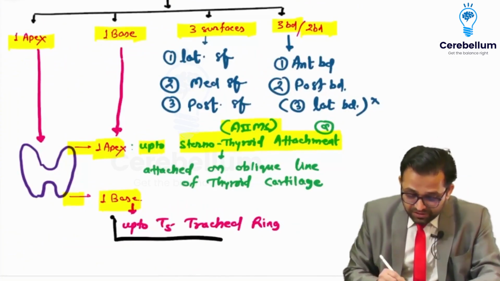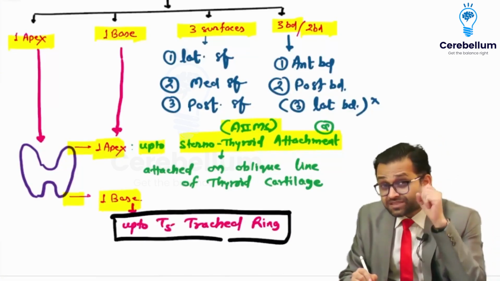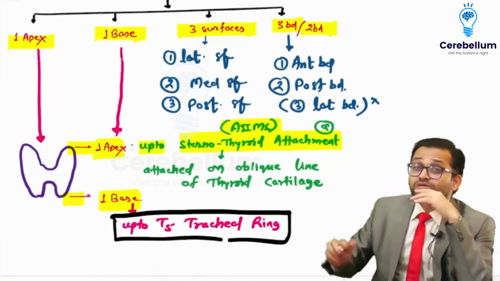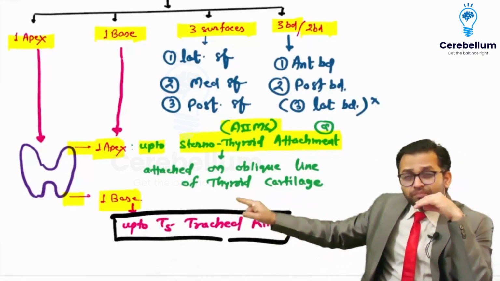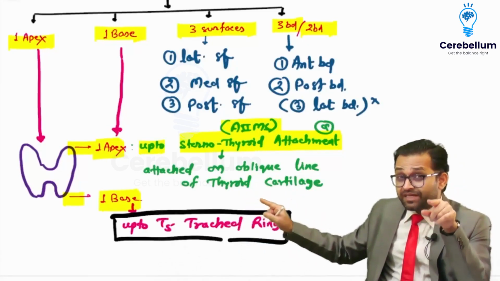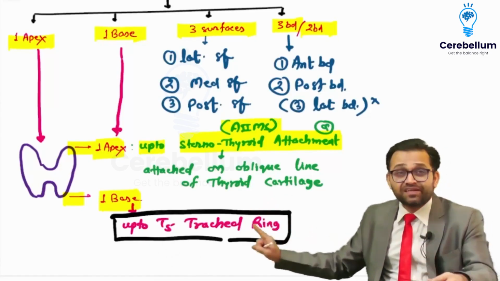Now look for our next concept, base. Base is encroaching up to the fifth tracheal ring. Isthmus is second to fourth tracheal ring. MCQ: you can remember also that the base is just below the isthmus part. Isthmus is ending at the fourth tracheal ring. So this base is ending up to the fifth tracheal ring.